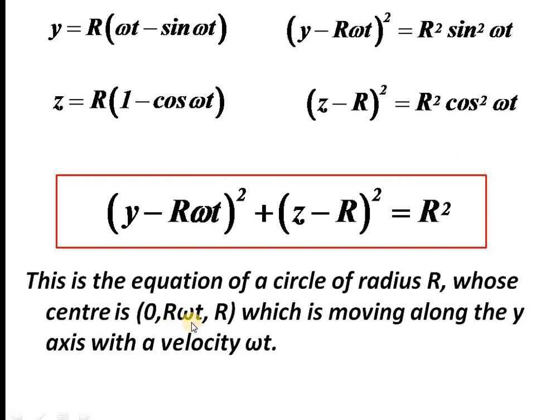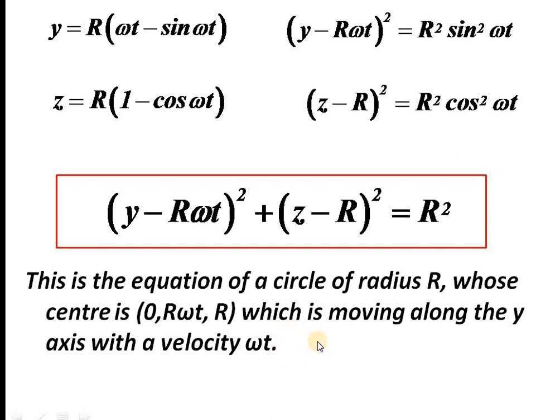So we say that this is the equation of a circle of radius r, whose center is indicated with 0 for x, r omega t and r, which is moving along the y-axis. Okay, the y component. So it is moving along the y-axis with a velocity, since r omega t is the y coordinate. So that is what is given here. You can call it a velocity.